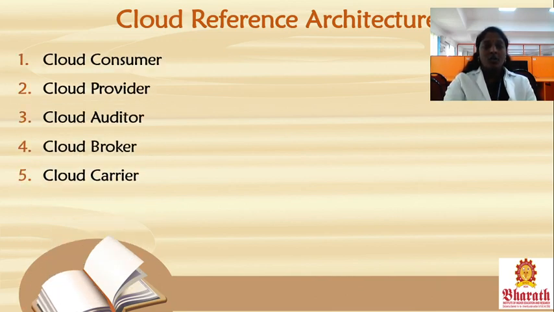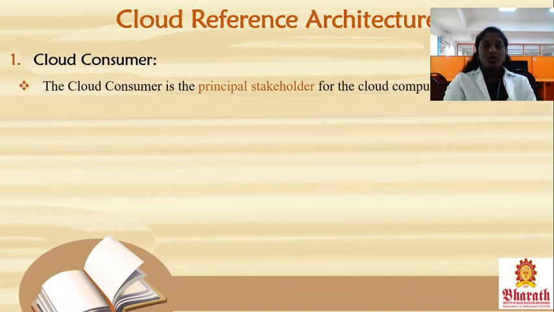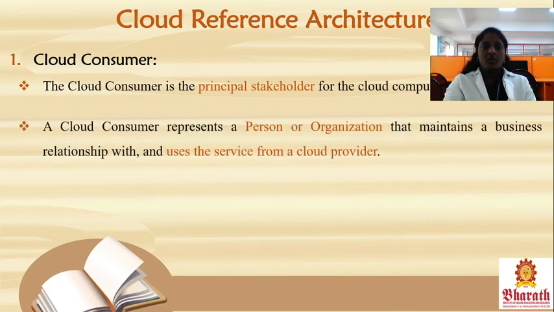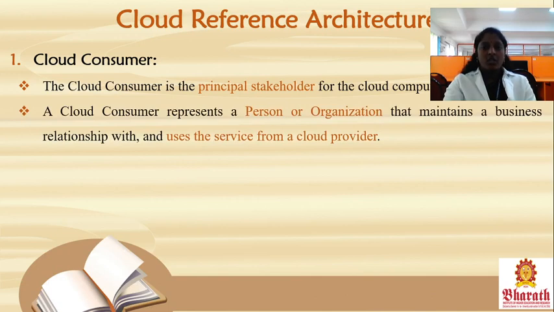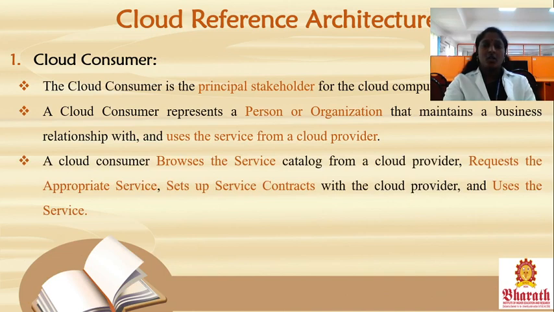So we have the cloud consumer, provider, auditor, broker, and carrier. Cloud consumers are the principal stakeholder for the cloud computing service, and can be a person or organization that uses the service from the cloud provider. Cloud consumers browse the services, meaning the cloud provider will have a list of available services that a user can use. When this list is given, the consumer first browses the service, requests the appropriate service, and sets up the service contract.